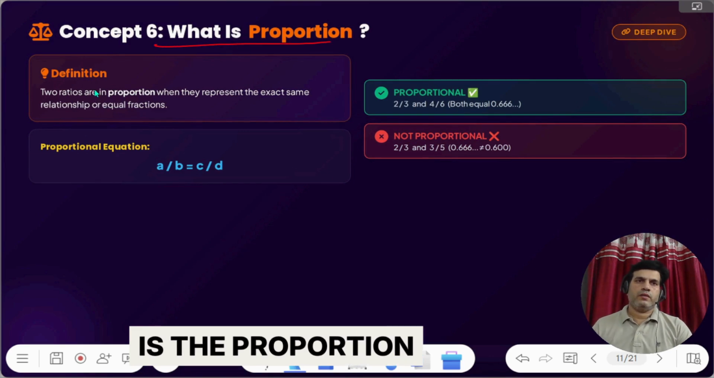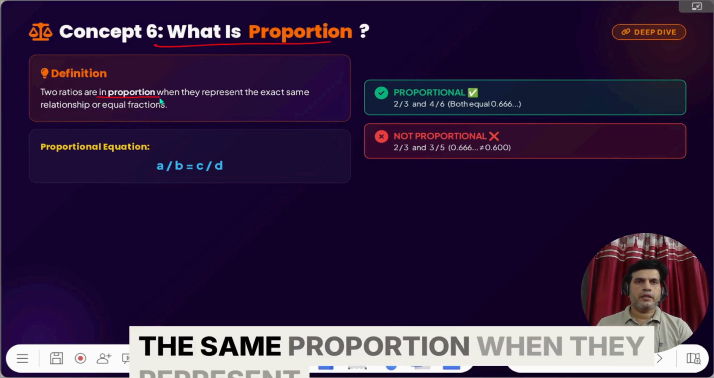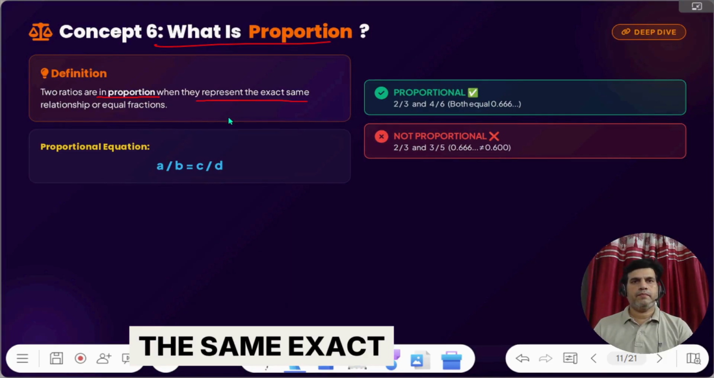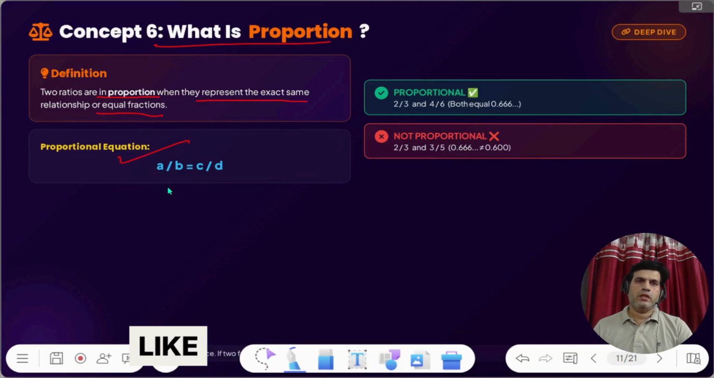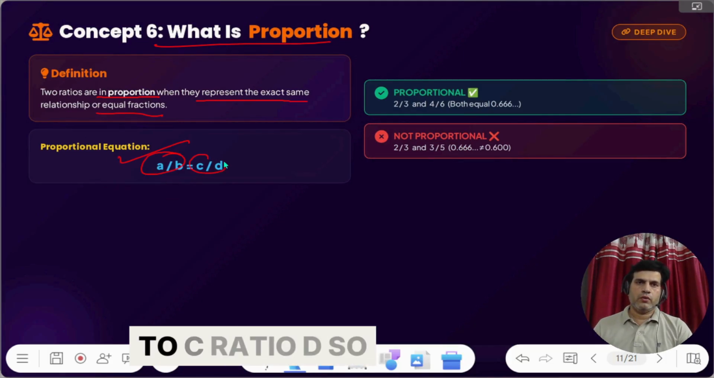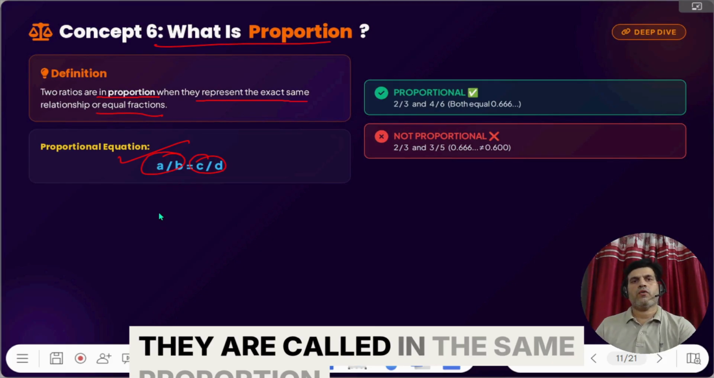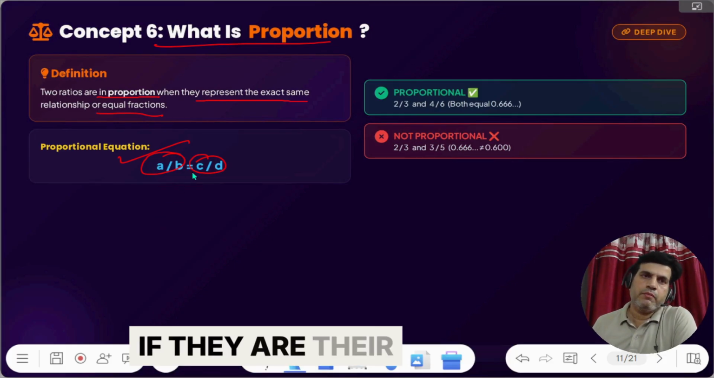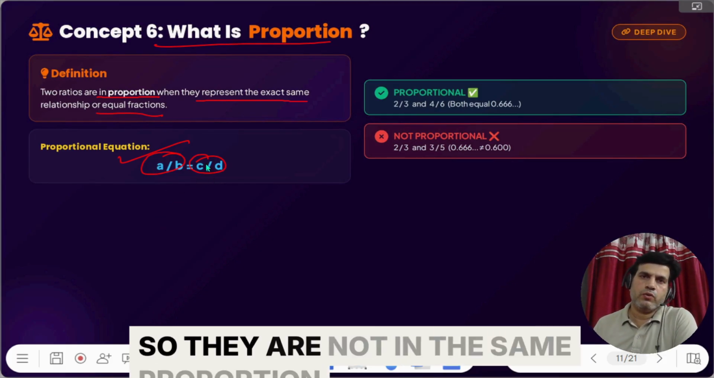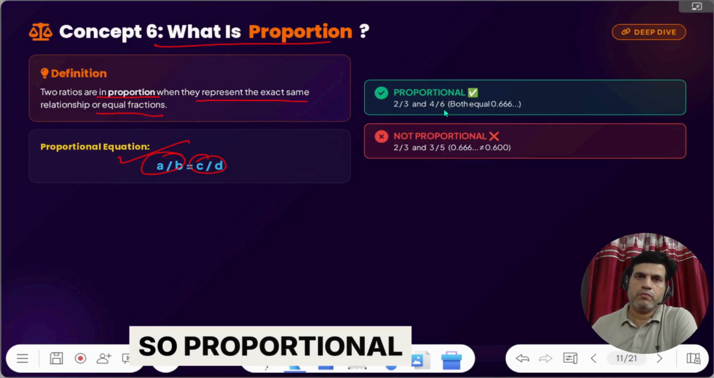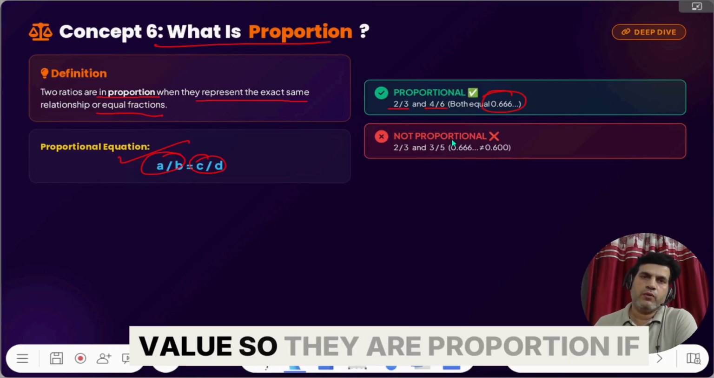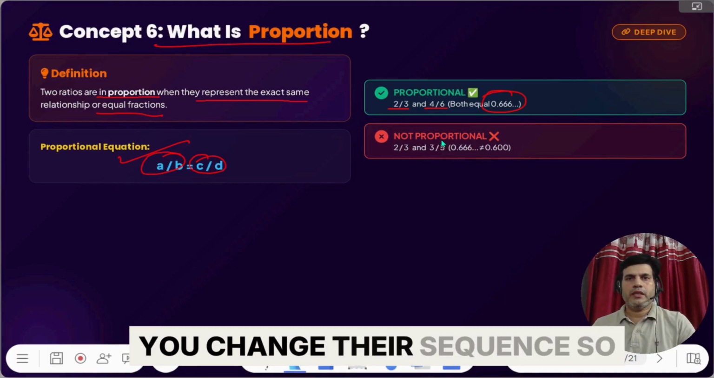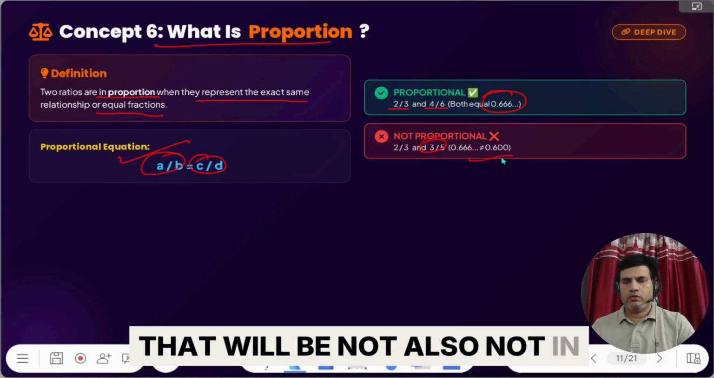What is proportion? Two ratios are in the same proportion when they represent the exact same relationship or equal number. Proportions are like A ratio B equal to C ratio D. If their fractions are not equal, they are not in the same proportion. For example, 2 by 3 and 4 by 6 both have the value 0.66, so they are in proportion. If you change their sequence, that will also not be in the same proportion.